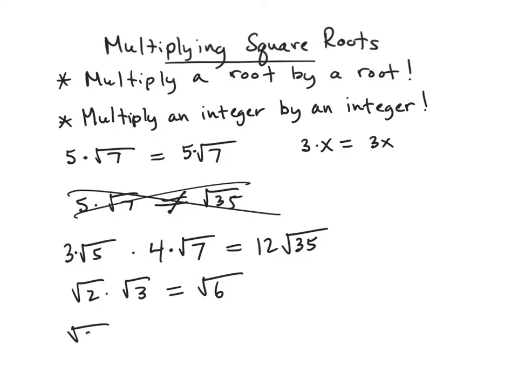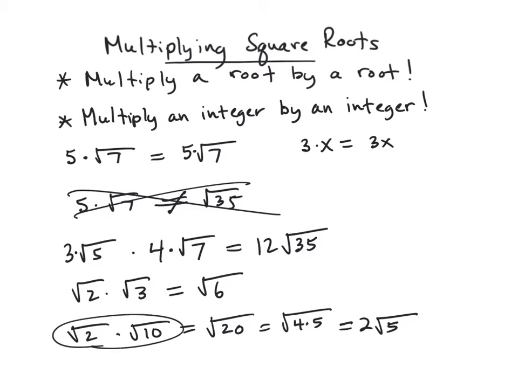If I ask you to take root 2 times root 10, yes, that is root 20, but root 20 has a perfect square in it. Remember the list on the previous page? 1, 4, 9, 16, 25, 36, 49. 4 divides evenly into 20. I can rewrite 20 as 4 times 5, and I can take the square root of 4. The square root of 4 is 2. That goes out front because I took the square root. Left underneath then is the 5. Root 2 times root 10 is 2 root 5.